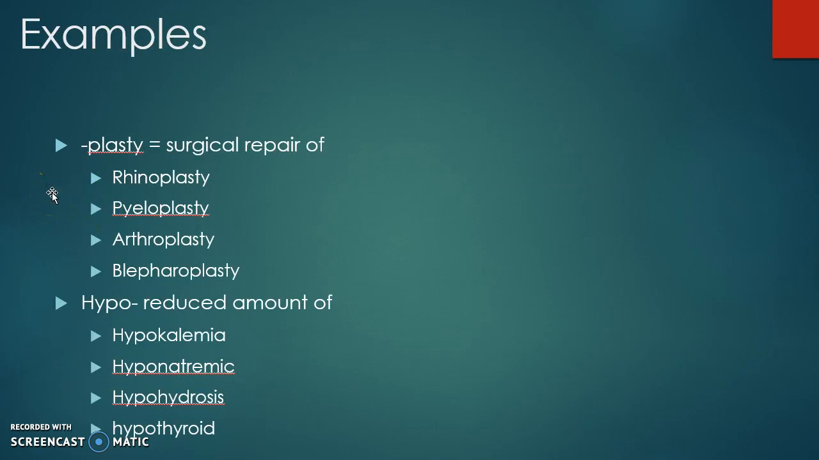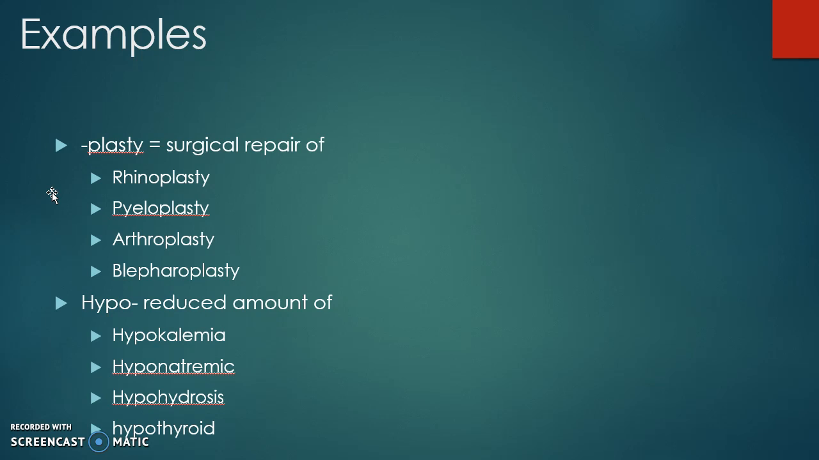The suffix plasty means surgical repair. So rhinoplasty, pyeloplasty, arthroplasty, blepharoplasty. These are all words that mean surgical repair. Surgical repair of the nose, surgical repair of the kidneys, surgical repair of the joint. Surgical repair of the upper eyelid is the blepharoplasty. So make sure you're understanding how to combine these, right? These are our root words, anatomic terms with the suffix of plasty.